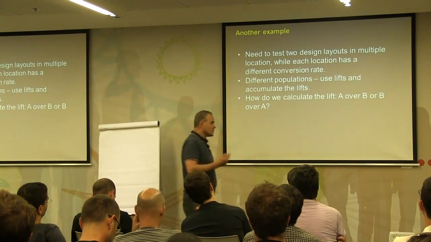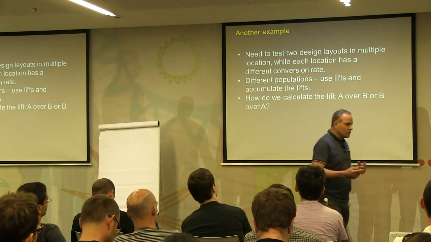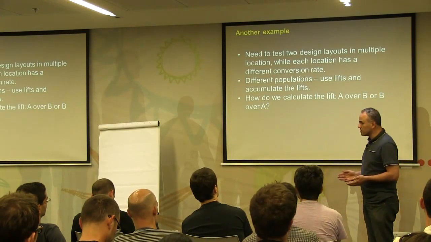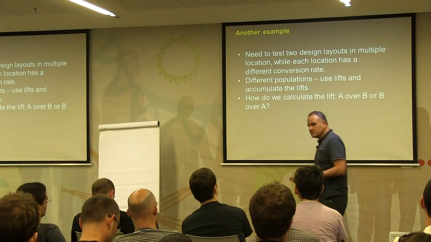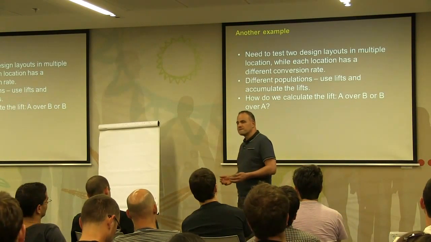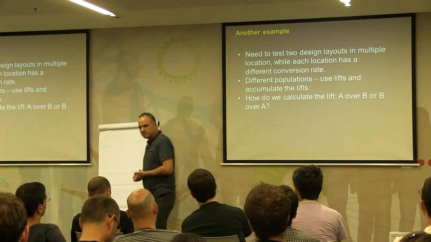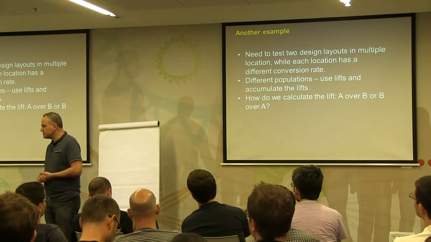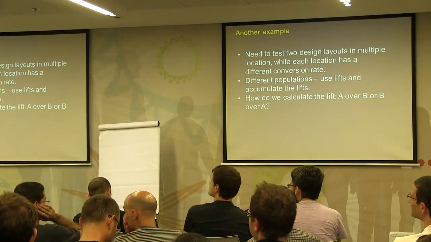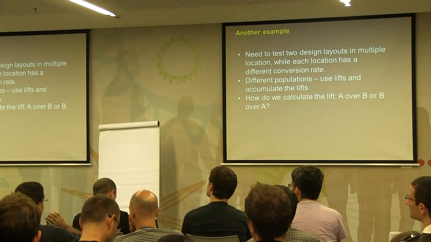So how should I do it? Should I calculate A over B or B over A? What is the right way to calculate? Does it matter? It depends on what your default setup is. My default is A. Why should it be A? That's just the story I'm telling. Okay. So B is the challenger, so we want to measure B over A.